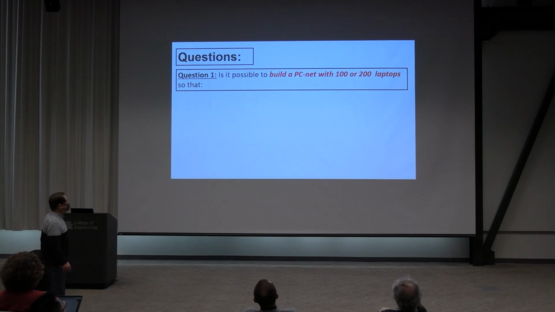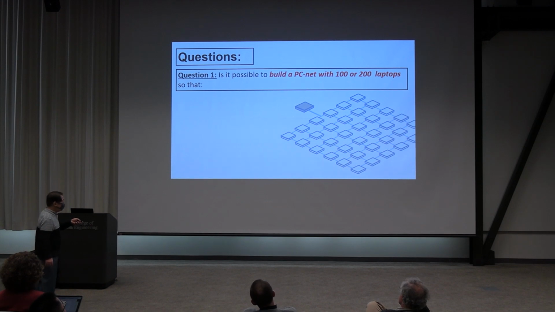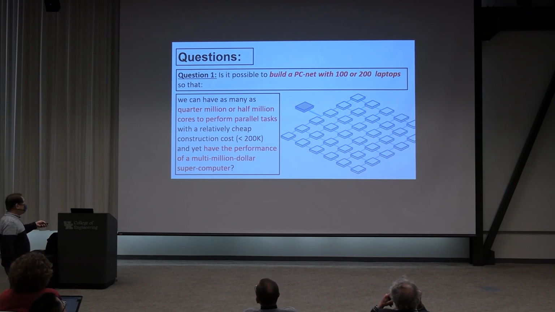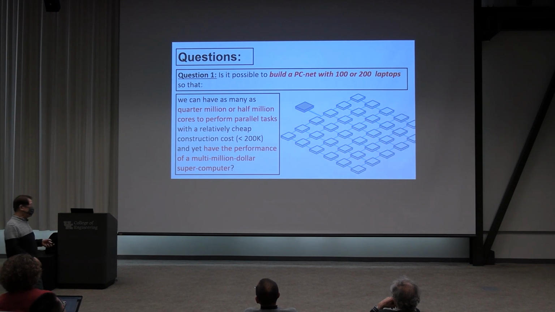Is it possible to build a PC net with 100 or 200 laptops so that we can have as many as 250,000 or even 500,000 cores to perform parallel tasks with a relatively cheap construction cost, less than 200K? And yet, since we have this many cores, we can have the performance of a $1 million supercomputer. Your cost is this, but you can do work as big as those things handled by a $250,000 supercomputer.